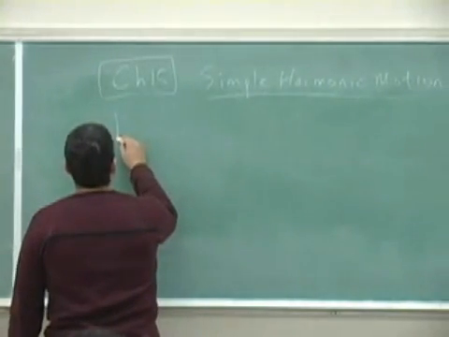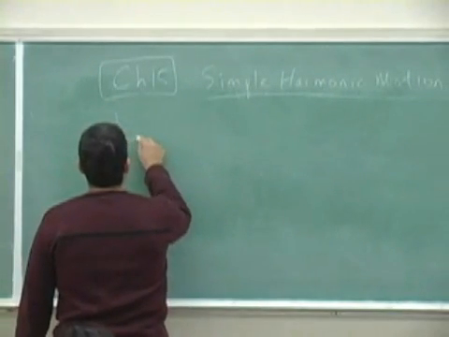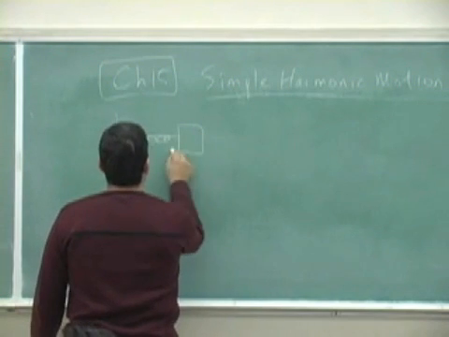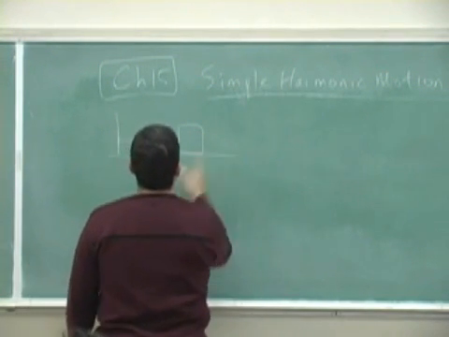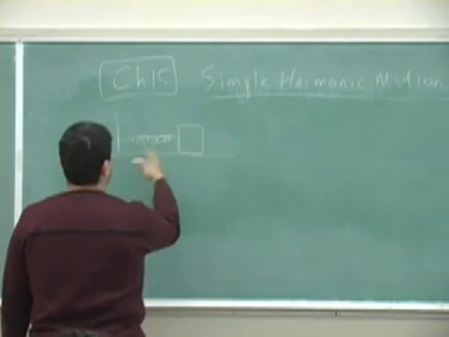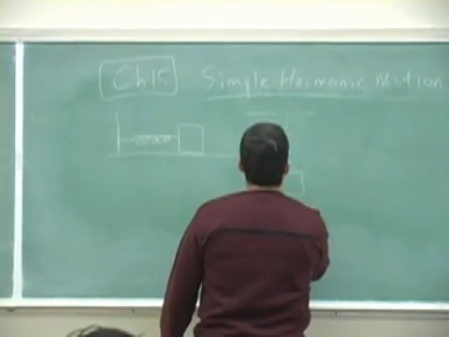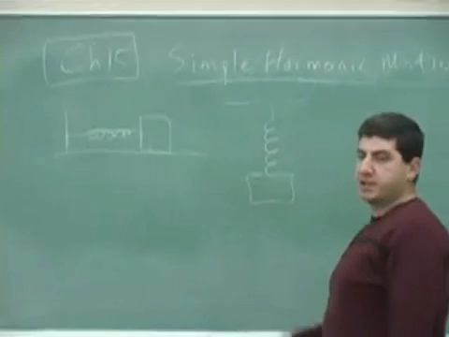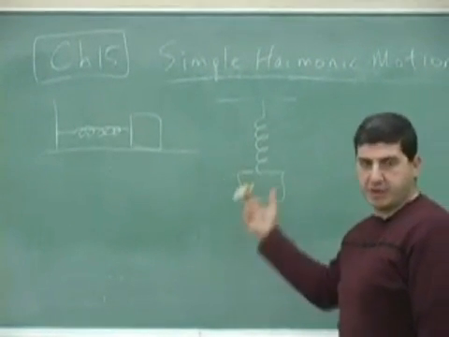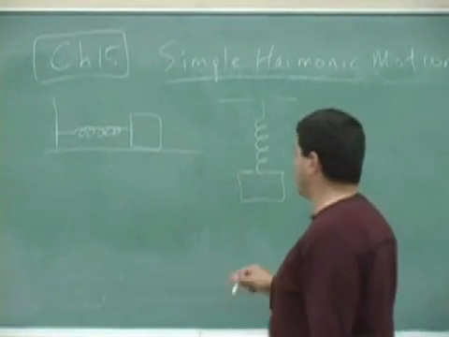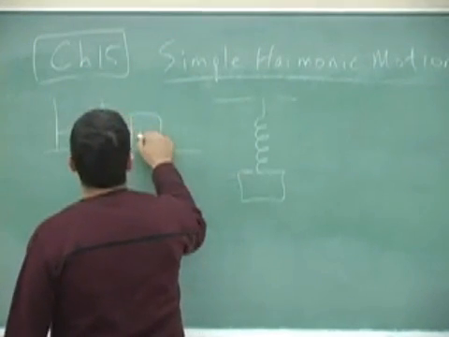The different kinds that we'll see is, let's say, a spring. It could be a horizontal motion like that, or it could be a spring hanging like this, and then you can pull it, let go of it, and it can go up and down. So we want to see the physics of that.